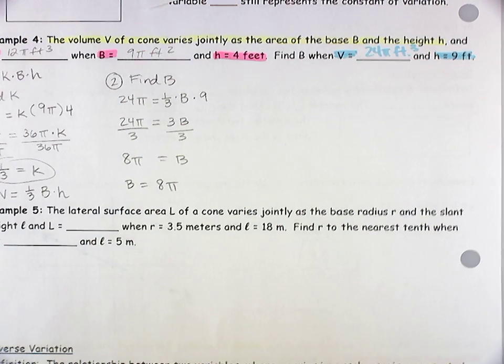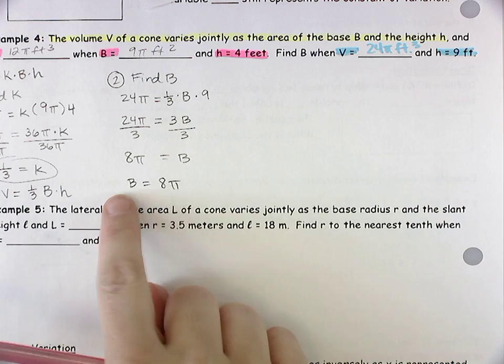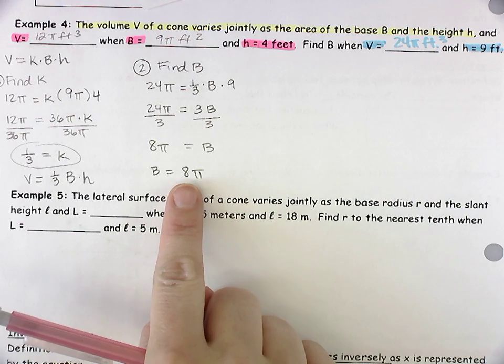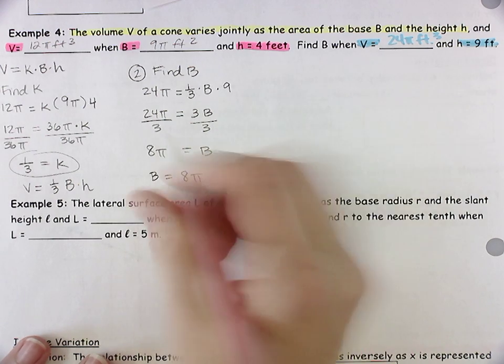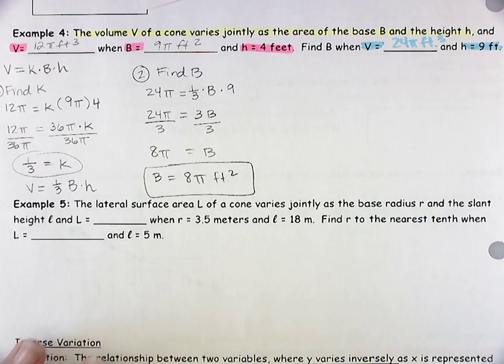So in this case, the big B represents the area. So then what are my units going to be? Feet. Good, feet squared. Very good. Okay, nice job.